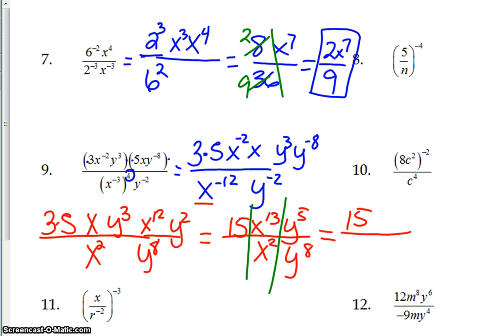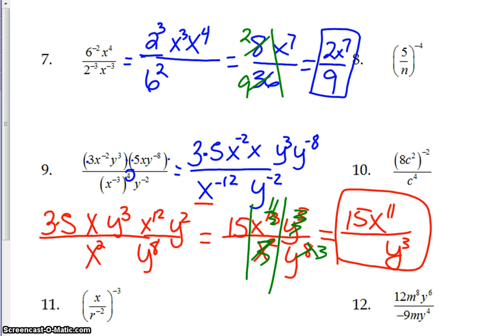So now I think of it like this, my x's. My x to the second, I can think of it as taking away 2 x's from the denominator, and if I took away 2 x's from the numerator, I would have x to the 11th left in the numerator. In the other problem, if I took away 5 y's here, and if I took away 5 y's here, I'd have 3 y's left on the denominator. And that is my final answer.